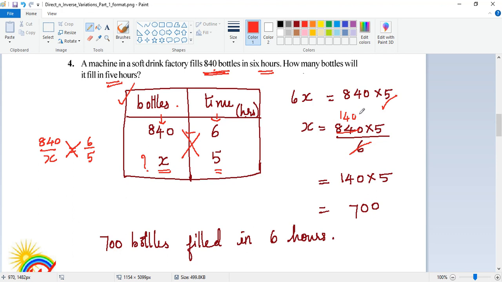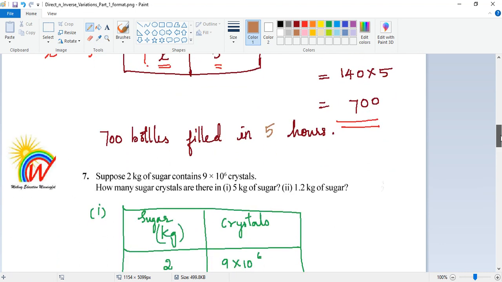Okay, so now you get 140 into 5, which equals 700. This is the multiplication you have to do. So in 5 hours, 700 bottles will be filled. Sorry, this is not 6 hours, this is 5 hours over here. In 6 hours it's 840, in 5 hours it is 700. Okay. Yeah. So now come to the next one.